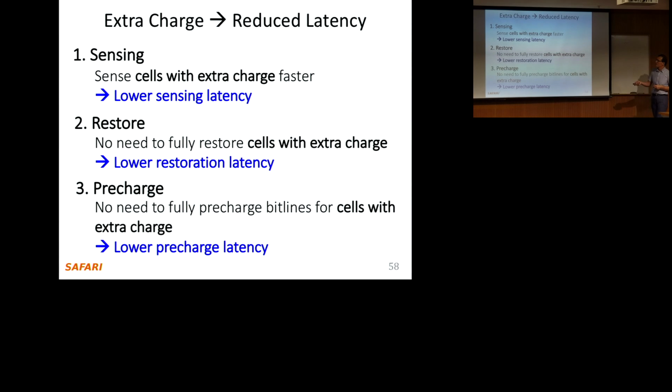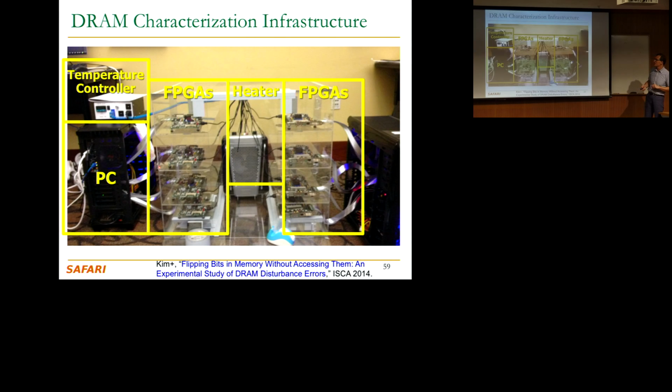Okay, so this is actually how the three parts are accelerated. I'm going to cover each of them with some experimental results also. You can sense cells with extra charge faster, lower sensing latency. There's no need to fully restore cells with extra charge, lower restoration latency, because they already almost are restored. And there's no need to fully pre-charge bit lines for cells with extra charge because they're almost there. You get the lower pre-charge latency.